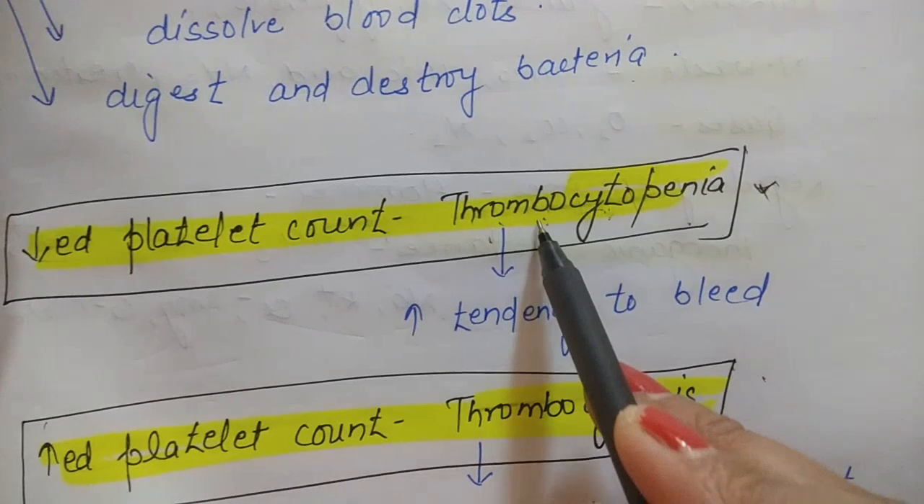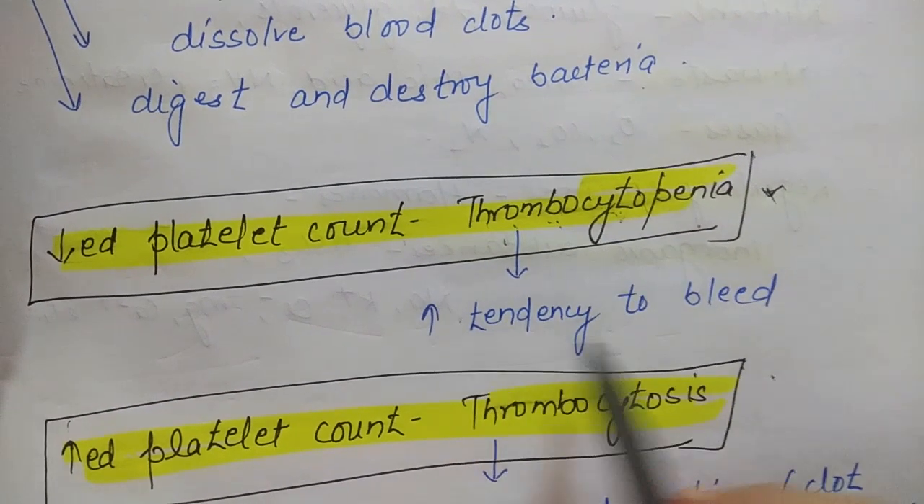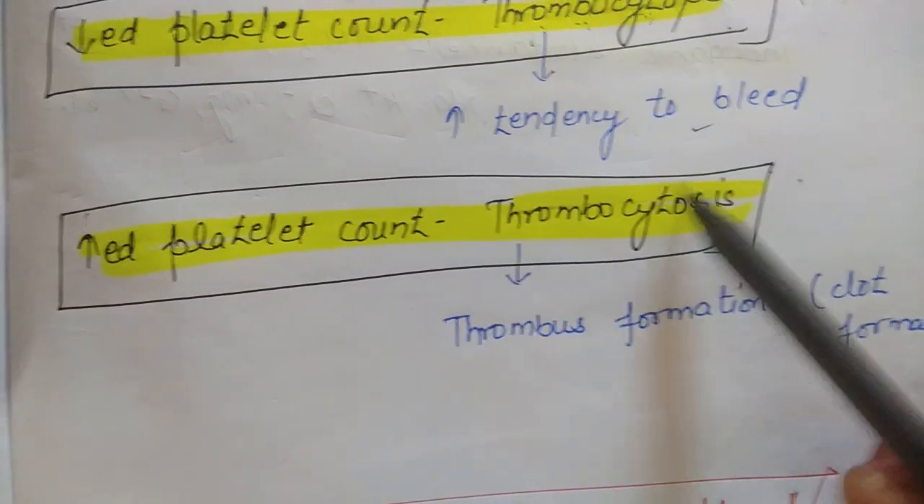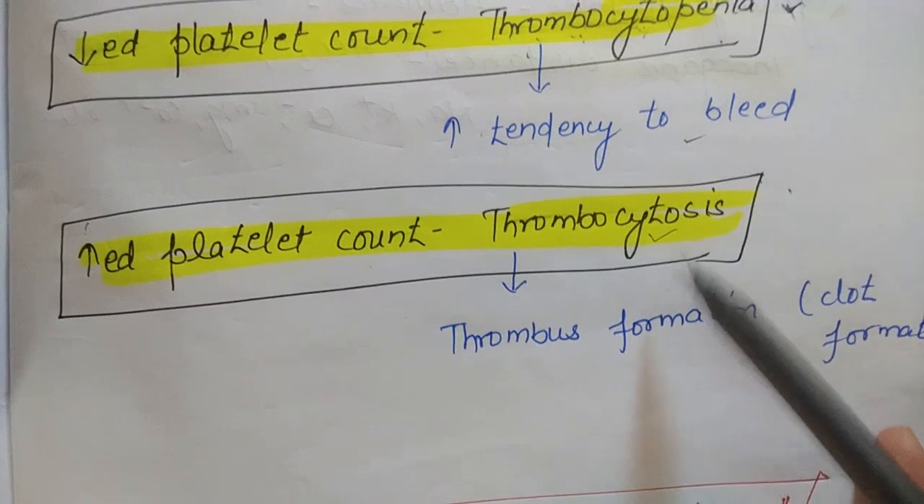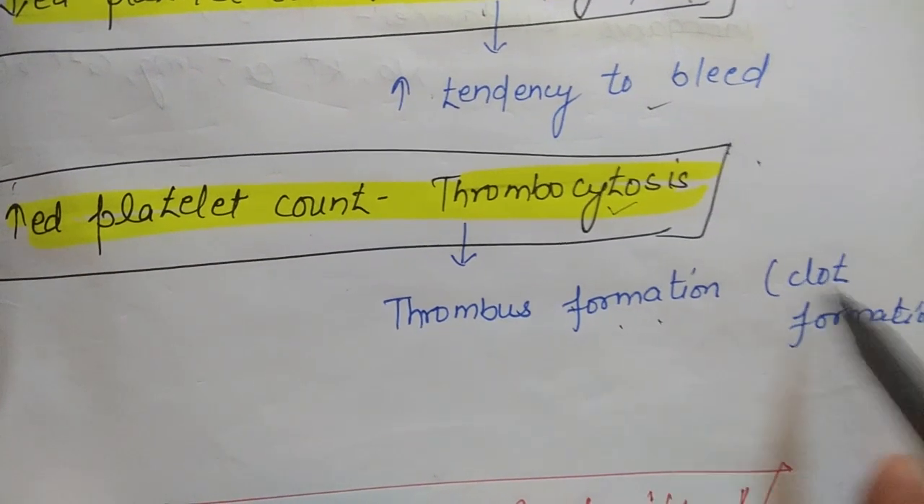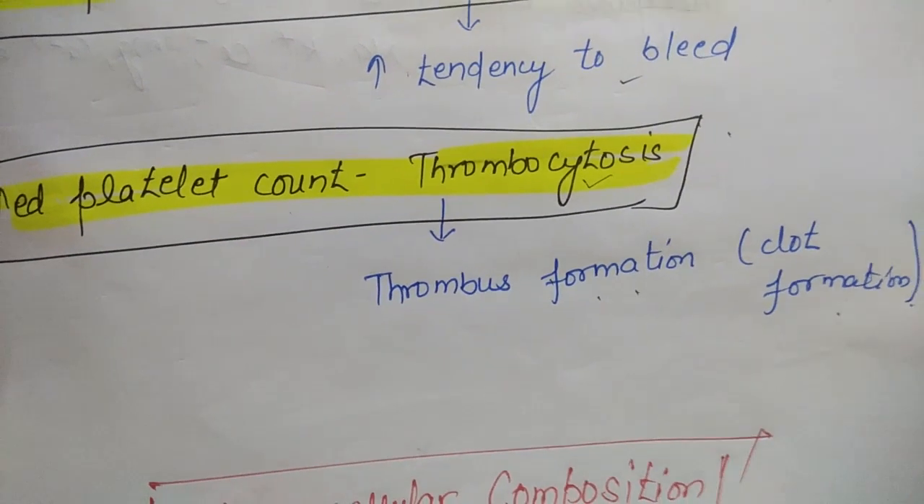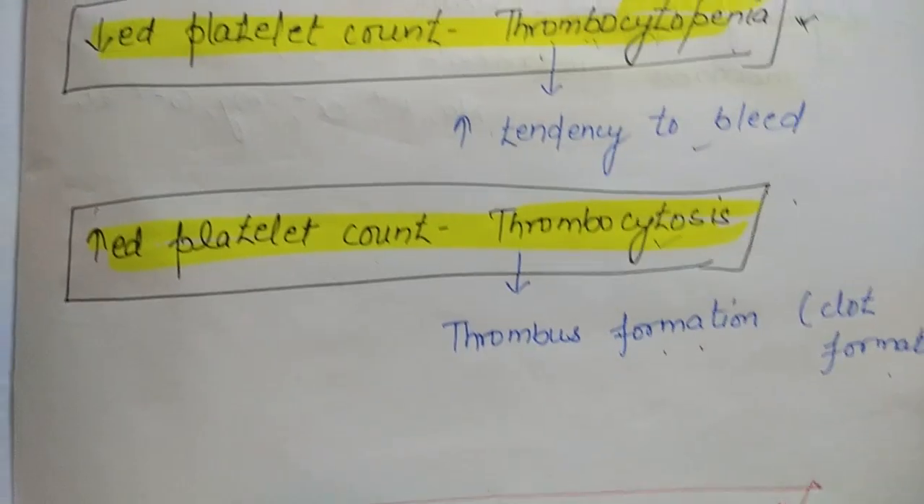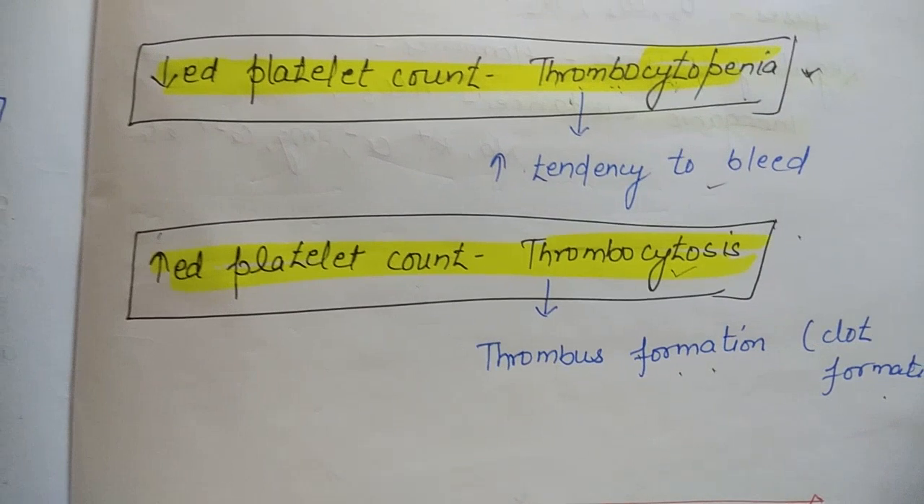So if the thrombocytes are decreased, what is going to happen? The person has a greater tendency to bleed. If the platelet count is increased, we call it thrombocytosis, that is thrombus formation, that is clot formation. That means the person will have blood clots. So this was related to the cellular component of the blood.